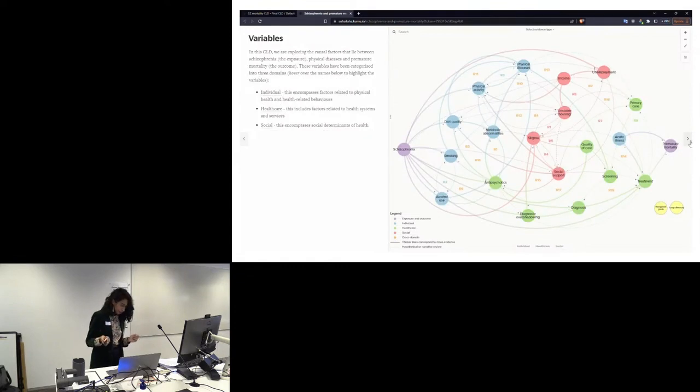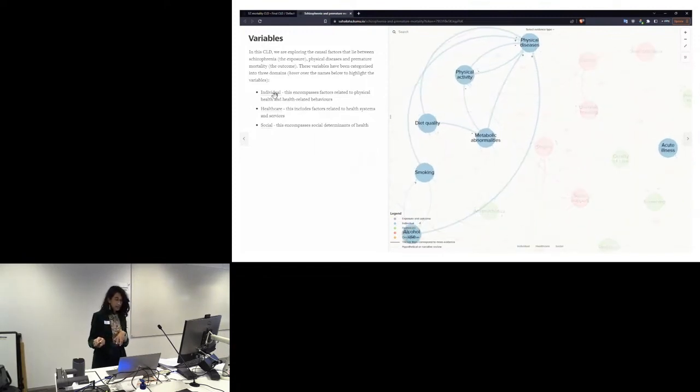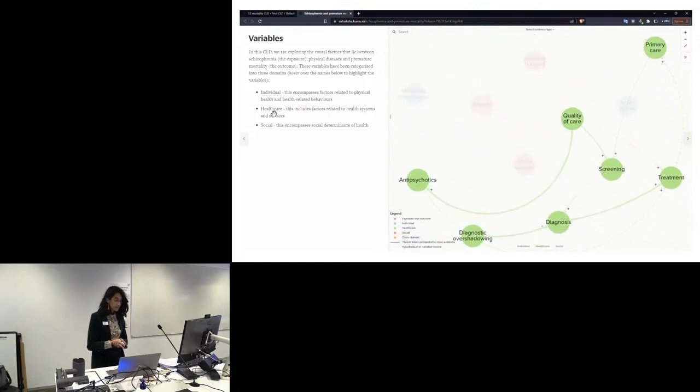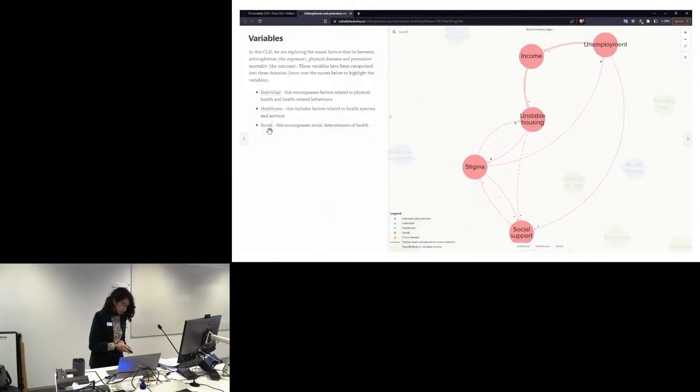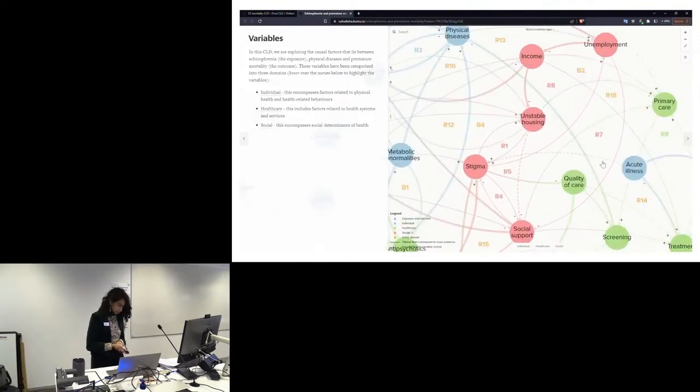Next, the variables are explained. So schizophrenia is positioned as the exposure, ultimately leading to premature mortality as the outcome, and all the mediating variables are classified into these three domains. So there are individual level factors, which includes factors related to physical health or health-related behaviors. Then there are healthcare factors related to health systems and services. And finally, there are social determinants of health.